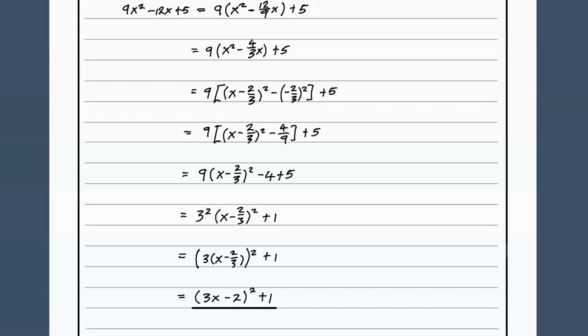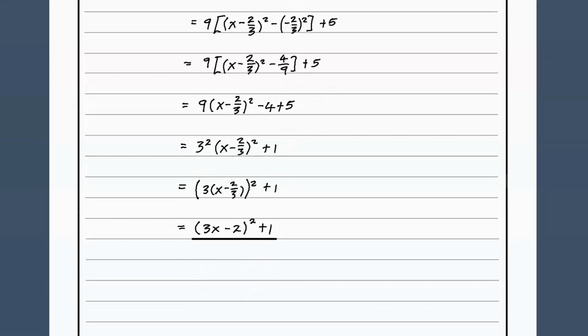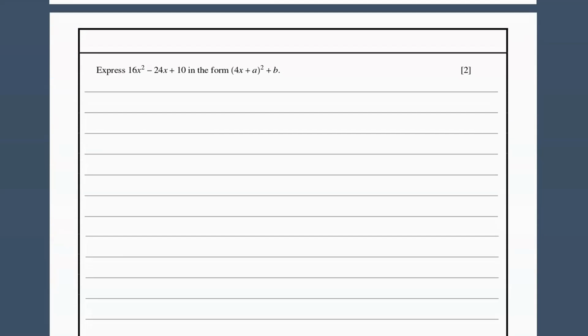Okay, let's have another example. And here it says express 16x squared minus 24x plus 10 in the form 4x plus a squared plus b. All right, so we have 16x squared minus 24x plus 10. I'll factor out the 16 for the first two terms, so we'll be having x squared minus and 24x divided by 16, that will be 3 over 2. So basically 3 over 2 of x, close bracket, and it's plus 10.